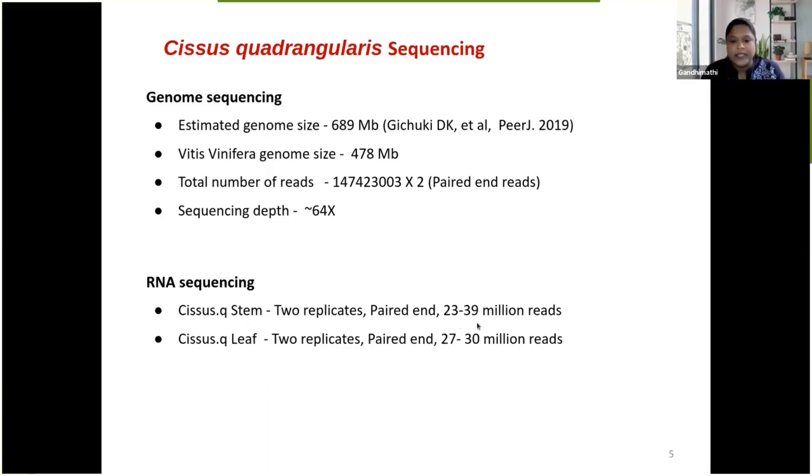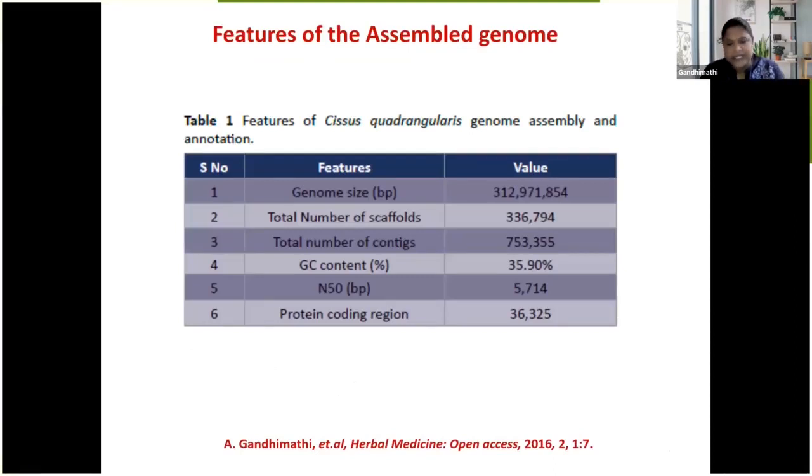So we had around 23 to 39 million reads for the stem and 27 to 30 million reads for the leaf. So we have also assembled RNA sequencing data. For the first round, what we have done is we wanted to announce to the scientific community that we are working on the genome, and we have assembled it.